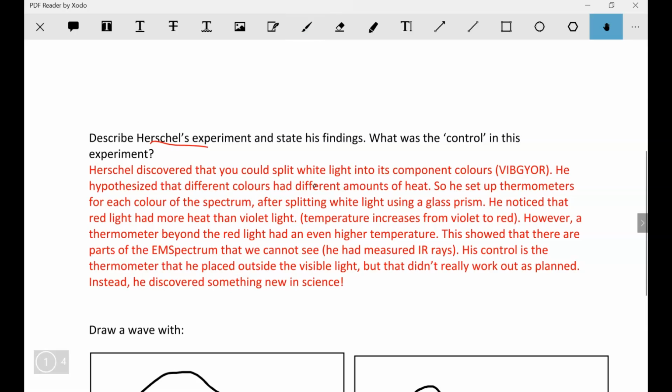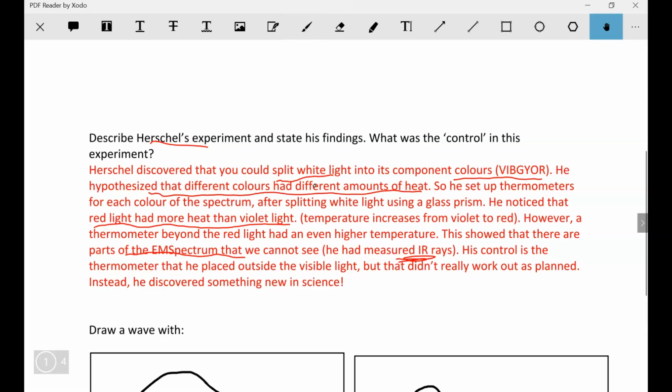The important things that you have to know are that he split white light into component colors using a glass prism. This was his hypothesis: he hypothesized that different colors had different amounts of heat or different temperatures. So he set up thermometers for each color of the spectrum. He noticed that red light had more heat than violet light, or was hotter than violet light. That is his observation. However, a thermometer beyond the red light had an even higher temperature, and inadvertently he had discovered that there were parts of the spectrum that we cannot see, and he had measured the temperature of infrared rays, right?